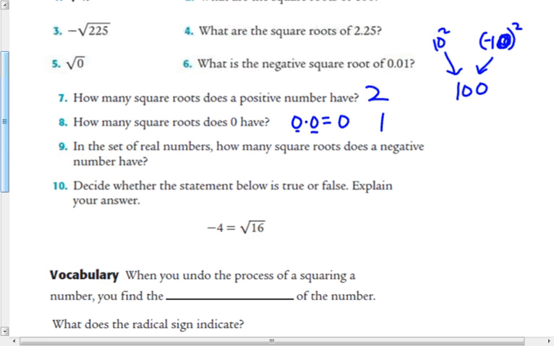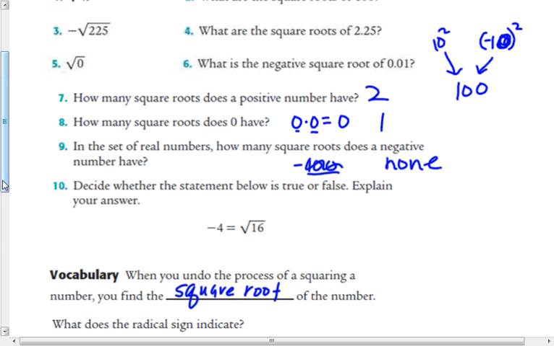So 1. In the set of real numbers, how many square roots does a negative number have? Like negative 100, what number times itself equals that? There is none, because 10 times 10 is a positive 100, and so is negative 10 times negative 10. So none for that one. And in the vocabulary here, when you undo the process of squaring a number, you find the square root. So squaring and square root are inverses of each other.